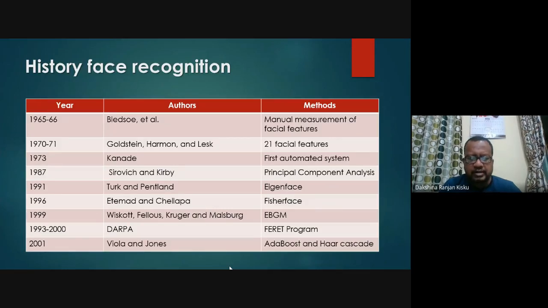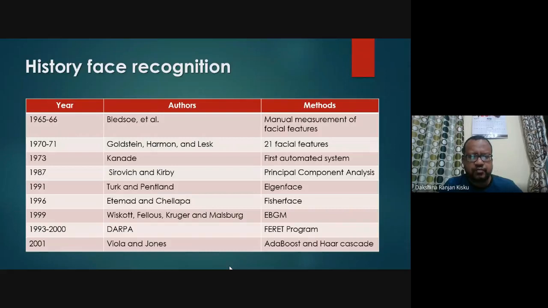Now, when the face recognition was started, there is a fascinating history of face recognition. The first face recognition system was developed by Bledsoe and team in the year 1965, where different manual measurements were used to detect the facial features. Different manual measurements means geometric measurements are taken. Geometric measurement means the distance from nose to eye, distance from nose to mouth corners, distance from nose tip to mouth center. So these are the different geometric measures that were taken manually by Bledsoe and team.